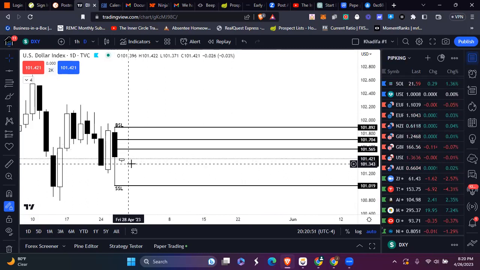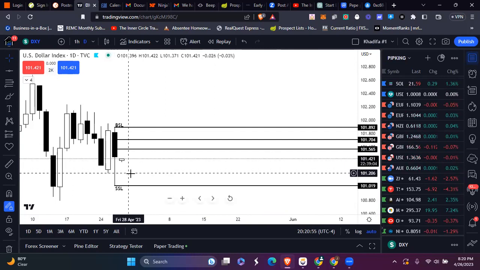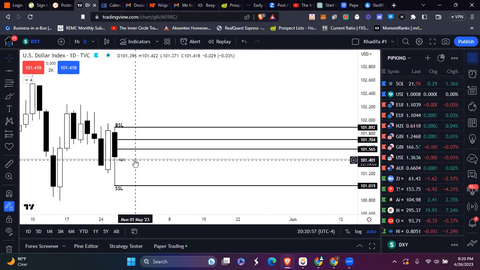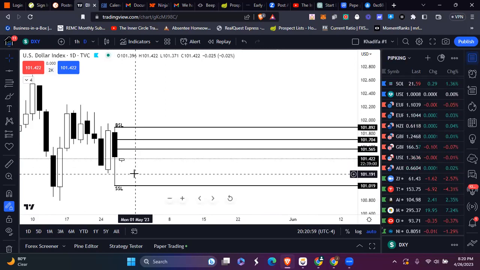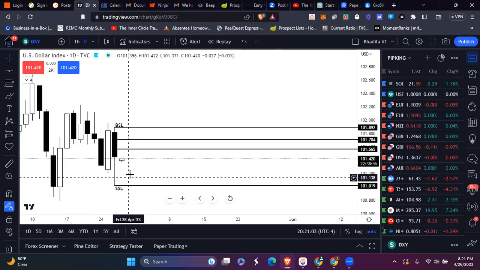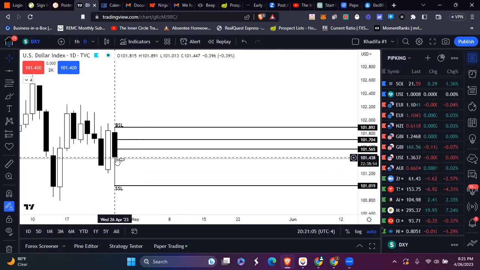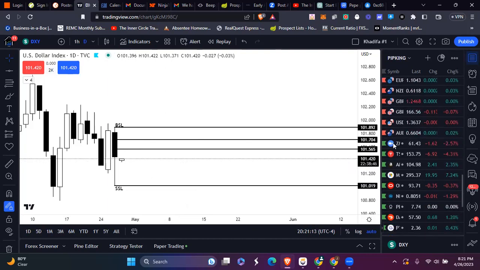If we don't get to these levels, if price action starts to push to the downside, then we want to see where we're at when London opens and see if we look to run today's sell side liquidity at 101.019, right?